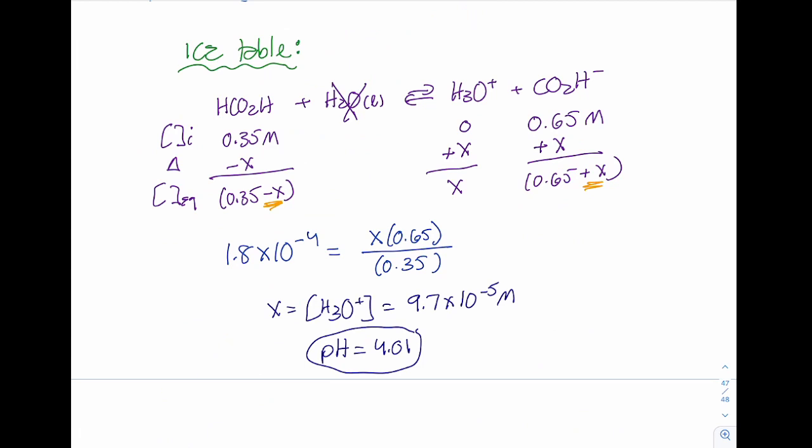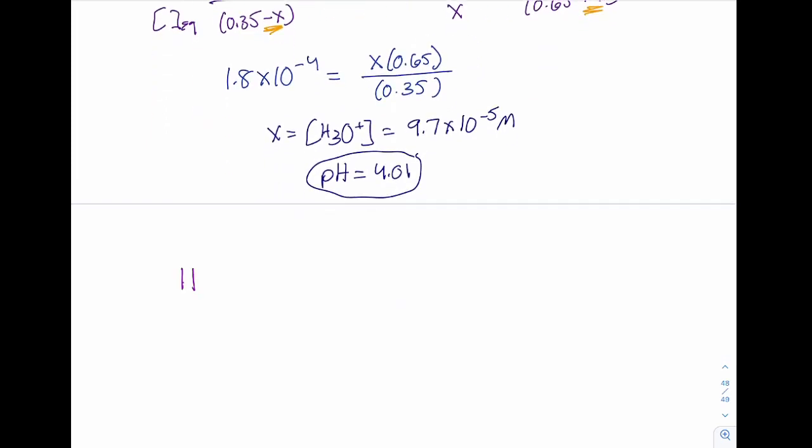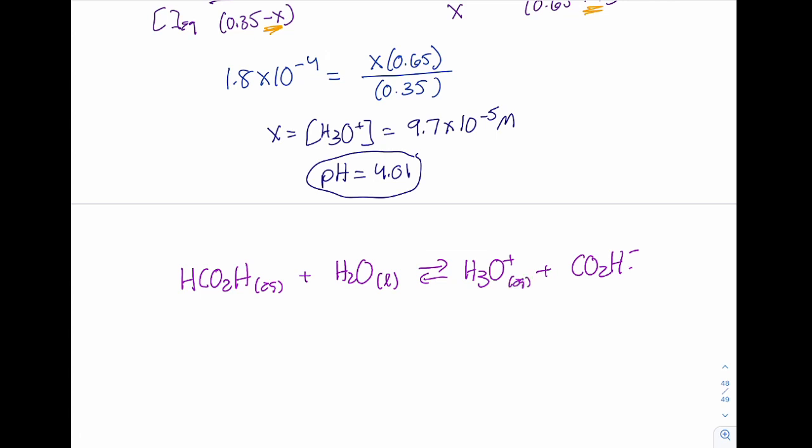I do want to consider a couple more things with this problem before we move on to another one. So I'm going to just rewrite our reaction here. So my formic acid plus water going to hydronium ions plus my conjugate base. So just my original acid dissociation equilibrium equation. These, of course, are aqueous.